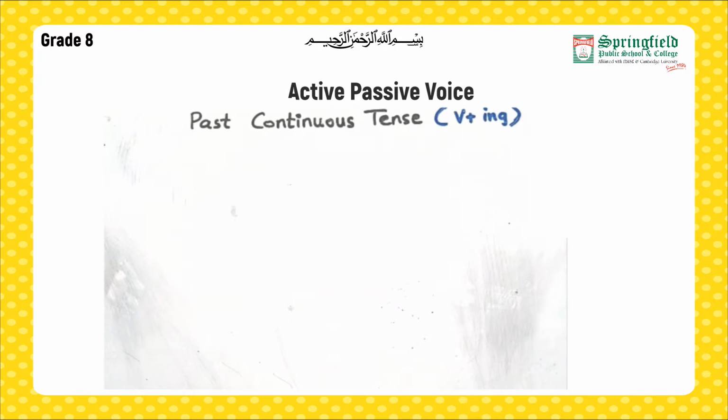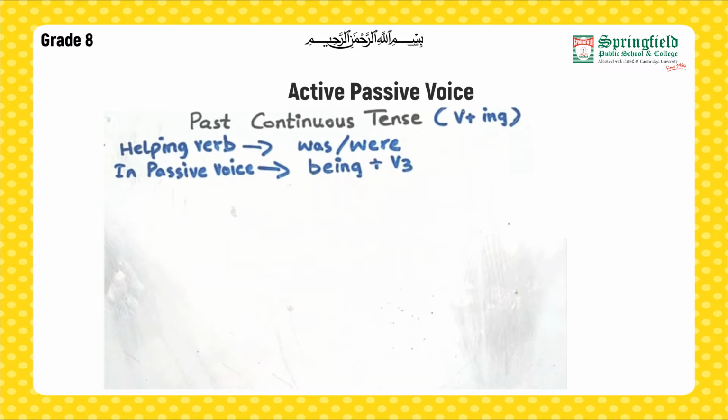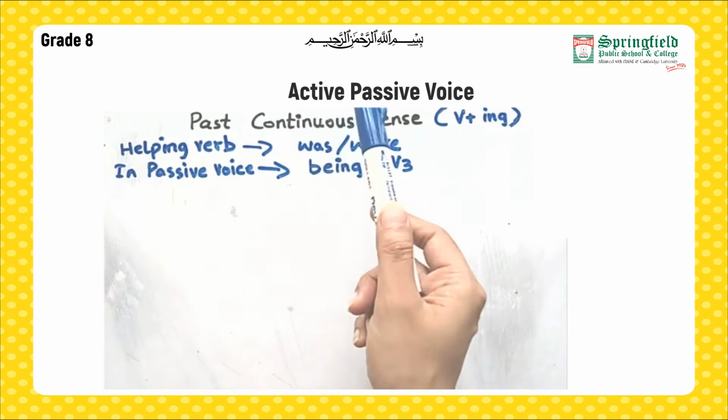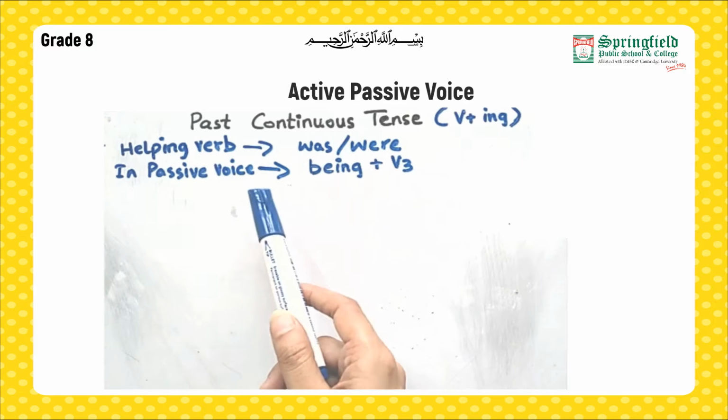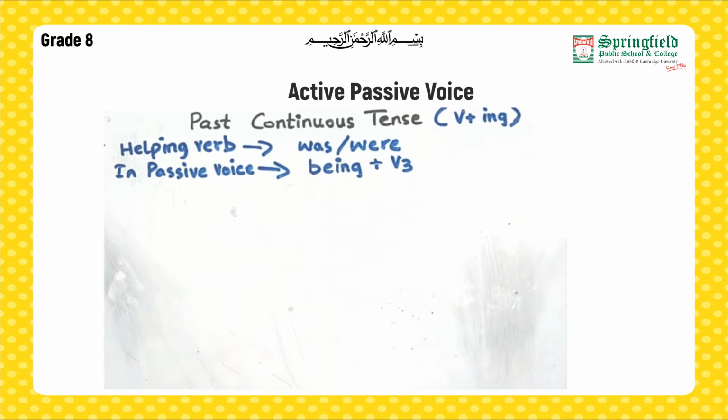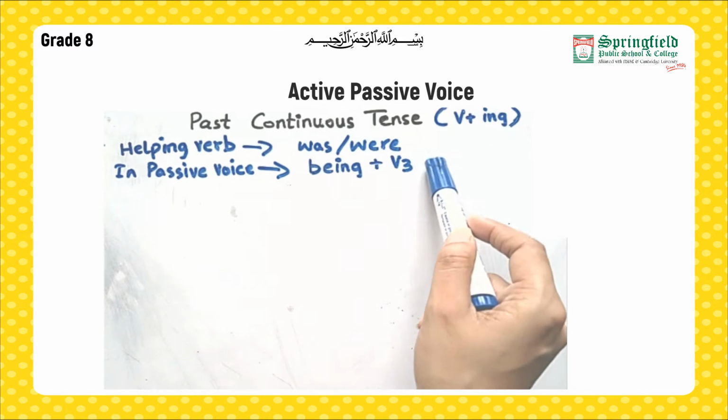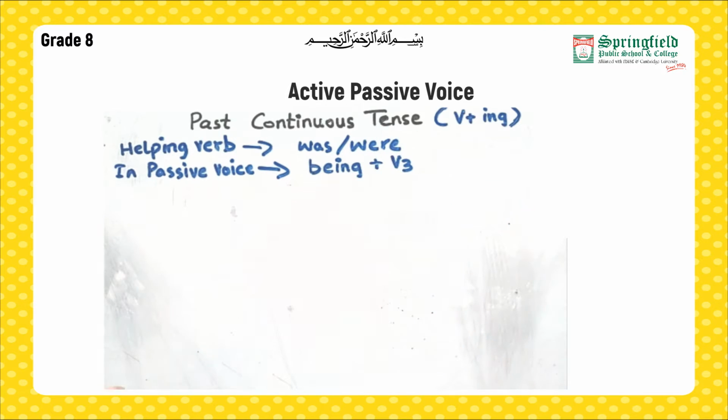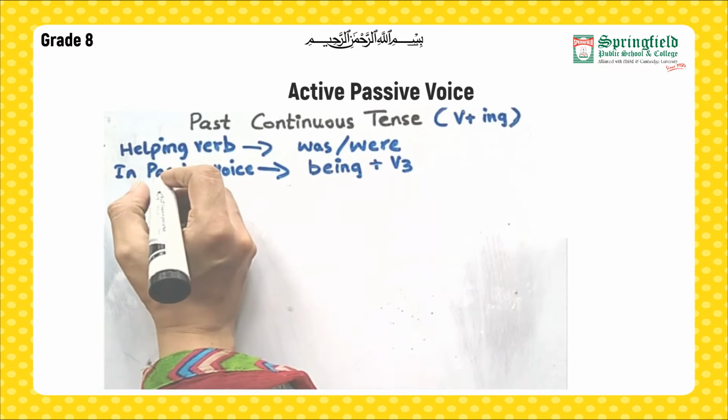So let's begin. In past continuous tense, the helping verbs that we use are was and were according to the subject, and in passive voice we use being plus verb third form. We already have discussed that we always use the main verb's third form in passive statements. Now let's move towards our positive or affirmative sentences.